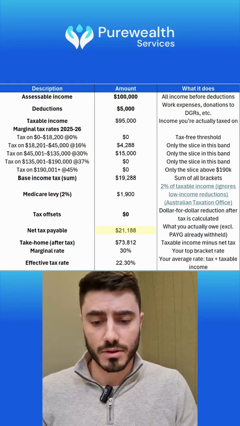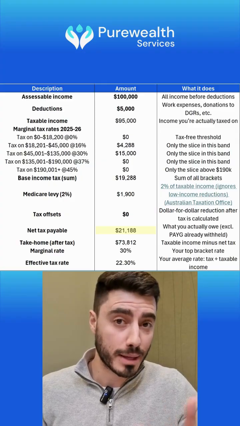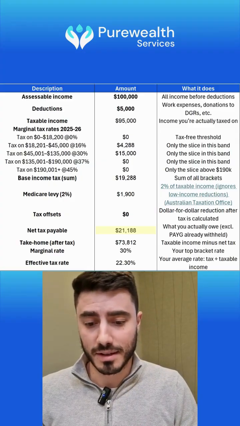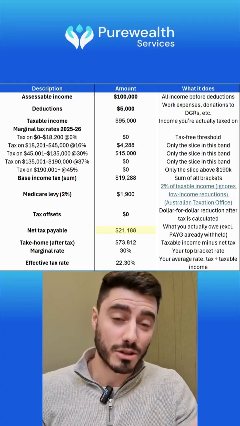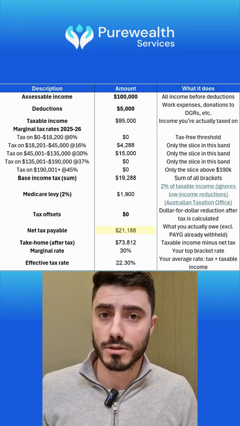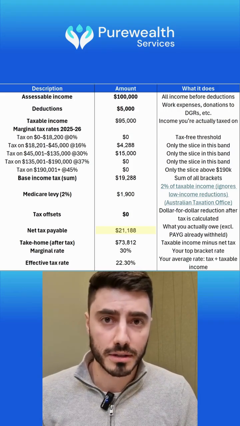And then the opposite side is true. If your employer didn't deduct enough PAYG tax, let's say if they deducted $20,188, well, you actually owe the ATO $1,000 in tax in that scenario too. So hopefully that explains a common question that I get.